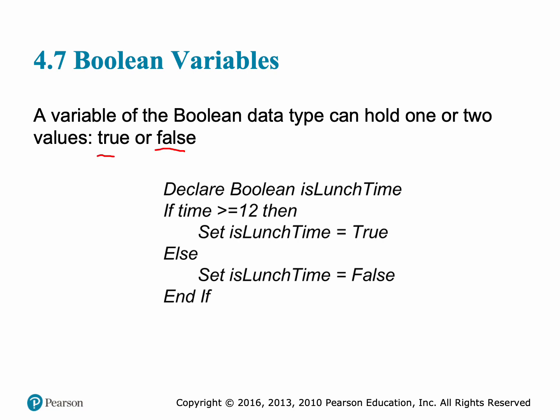In this example that we have right here, we are declaring a variable of data type Boolean that is called isLunchtime. And with the help of a decision structure, we're checking if the time is greater than or equal to 12, then we're going to set our Boolean variable isLunchtime to true. And if it's not true, if the time is not greater than or equal to 12, then we're going to set our isLunchtime to false. So that is pretty simple.